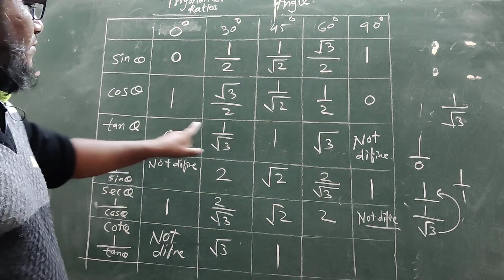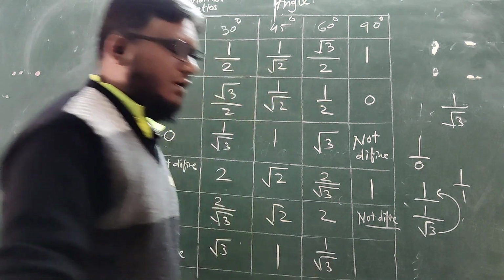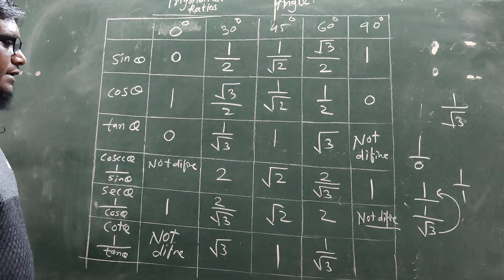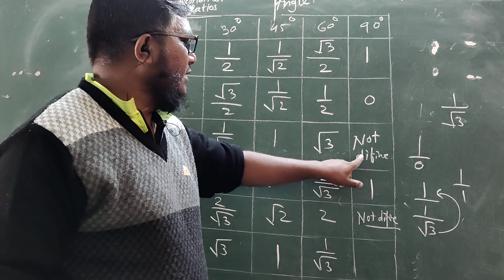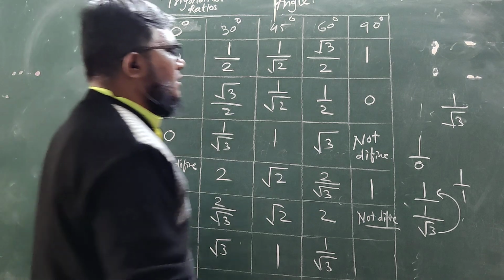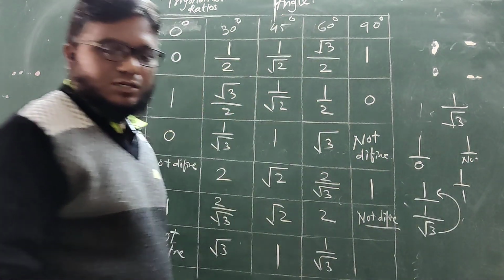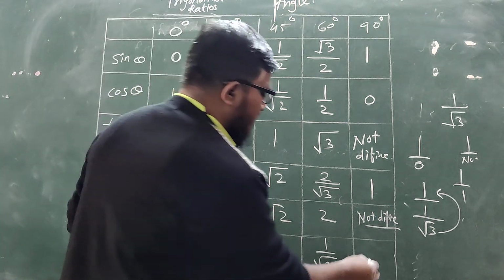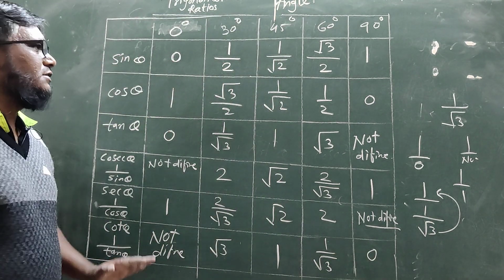1 upon tan theta, 1 upon under root 3, we can write as it is, 1 upon under root 3, and tan theta's 90 degree value is not defined. 1 upon not defined is going to be 0.